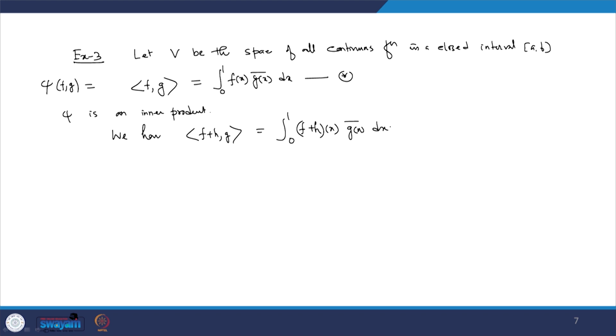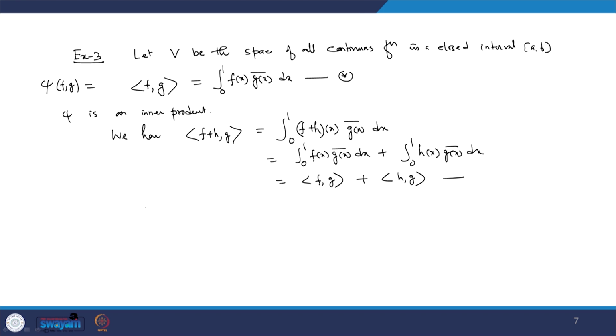Since the integral is a linear operator, I can write this as the integral from 0 to 1 of f(x) g(x) bar dx plus the integral from 0 to 1 of h(x) g(x) bar dx. So, this is equal to inner product of f and g plus inner product of h and g. So, the linear property holds good. Similarly, the second property also holds good, we can check it.